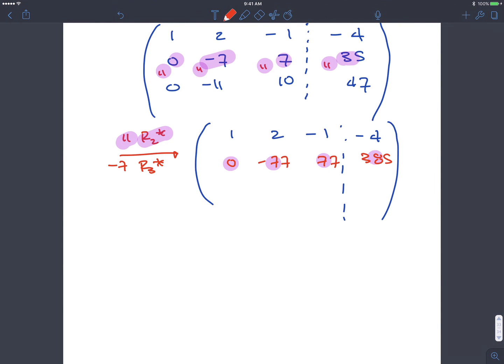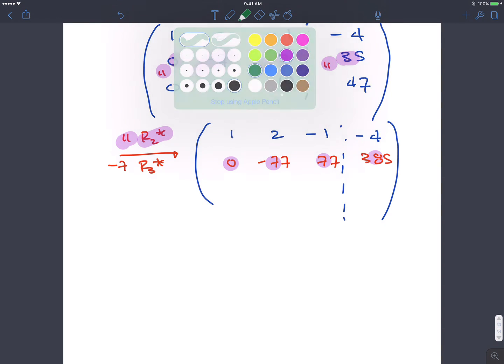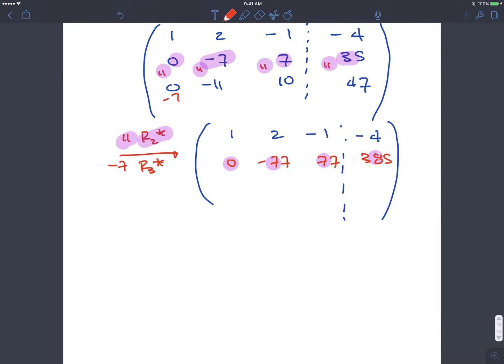Now, let's change row 3. Row 3, multiply -7 times every entry here. That'll give me a new row 3. -7 times 0, we get 0. -7 times -11, +77. -7 times 10 gives us a -70. -7 times 47 is -329.